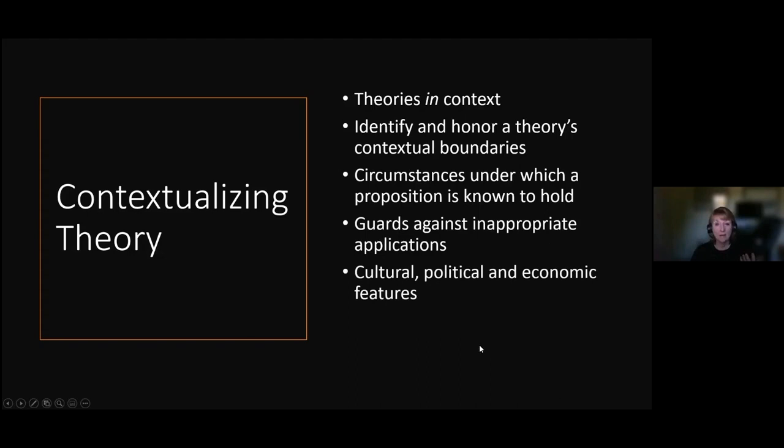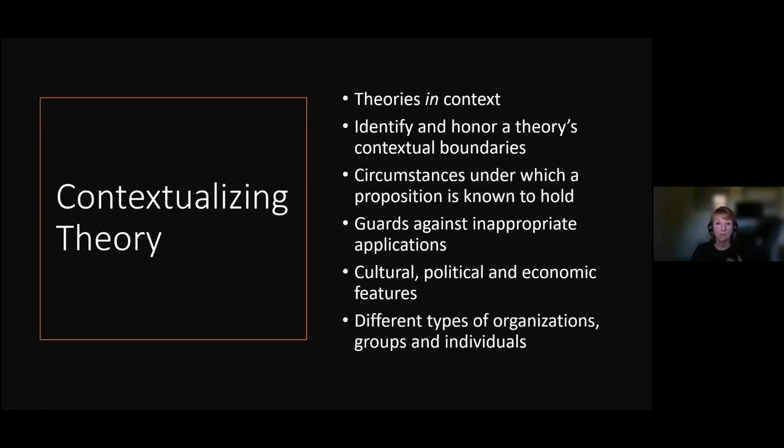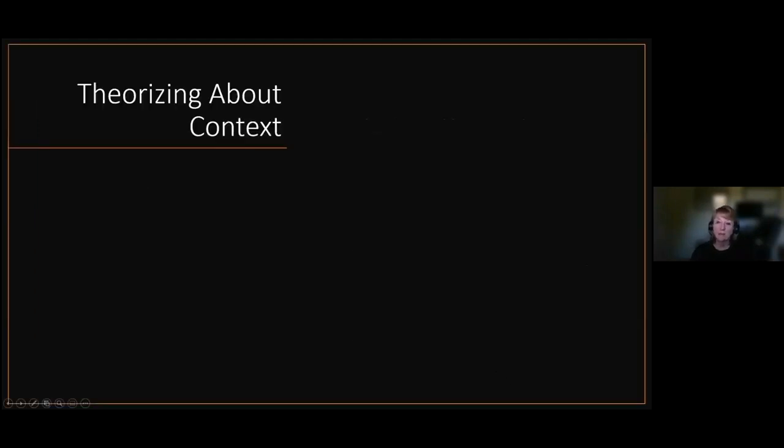So when you're doing theories in context, you may talk about which cultures it's limited to, or particular political and economic features that it's limited to. May also be different types of organizations. This is limited to not-for-profit organizations, for example, different types of groups, different types of individuals, or you may say this is an individual level theory. We don't intend for it to apply at the organizational level. So it's theories in context.